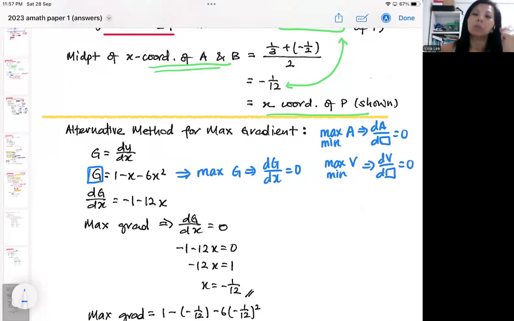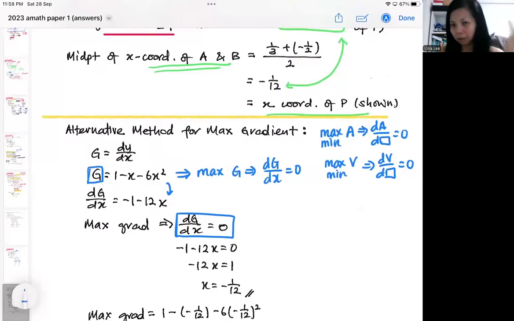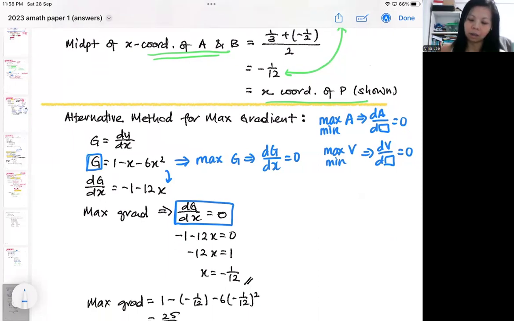So I just literally take it as, oh, this is the gradient. Then I just differentiate and apply dG/dx equal to 0. There's no need to think about the second derivative and confuse yourself. Some of you might be thinking, why am I doing a second derivative? Don't think about it. You take it as an item. A gradient is an item, like area is an item, like volume is an item. So just go with it.